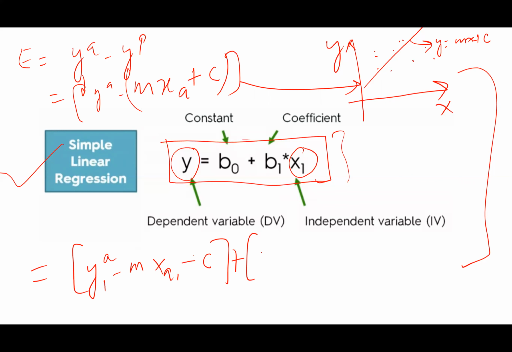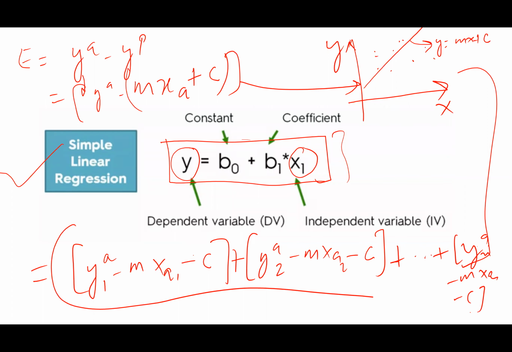Next I have to take the summation: ya2 minus m xa2 minus c, and so on till the last data point that I have, so yan minus m xan minus c. This whole summation I have to minimize. Minimizing means I have to figure out the values of m and c which best describe my data.